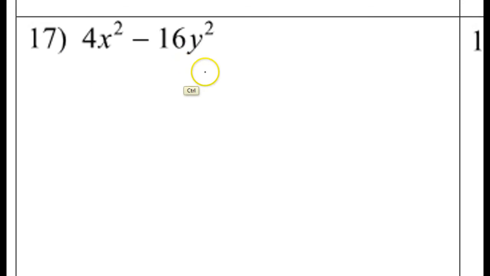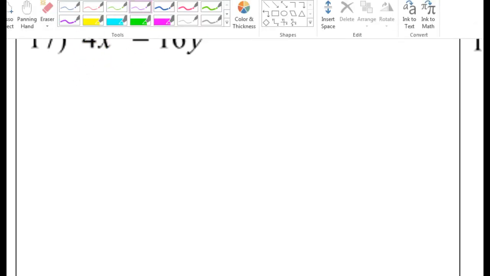Number 17 is very similar to number 16. It's a binomial, so that means there will be no box method and no grouping. So all we have to worry about is GCF and difference of squares. There is a GCF on this problem. So be careful because you might be tempted to go straight into the difference of squares because 4 and 16 are actually squares. But that would be wrong. That's going to leave you with more common factors left inside parentheses. So always start by taking out the common factor.